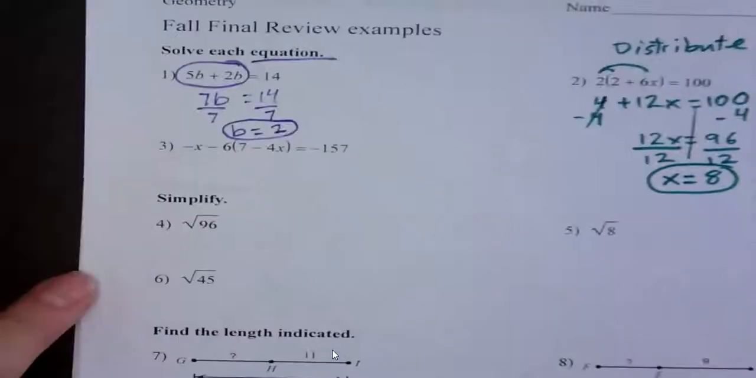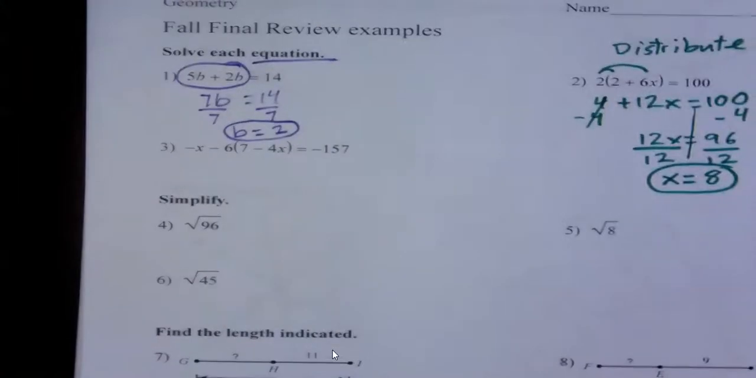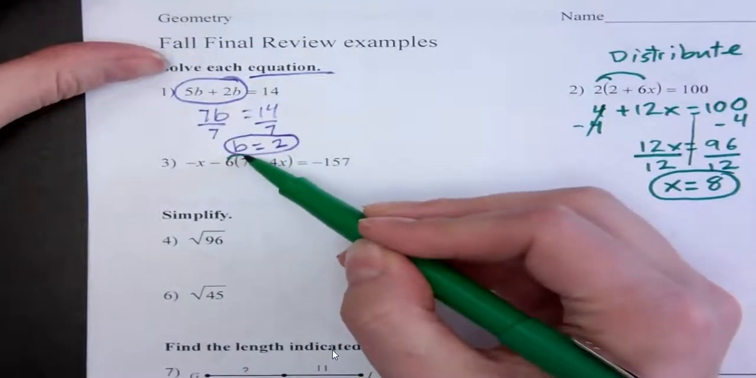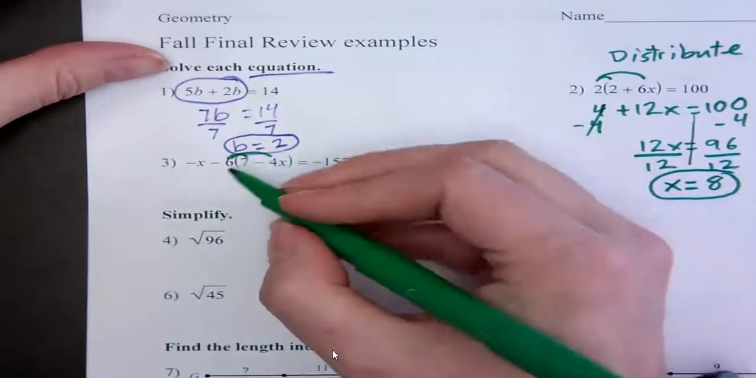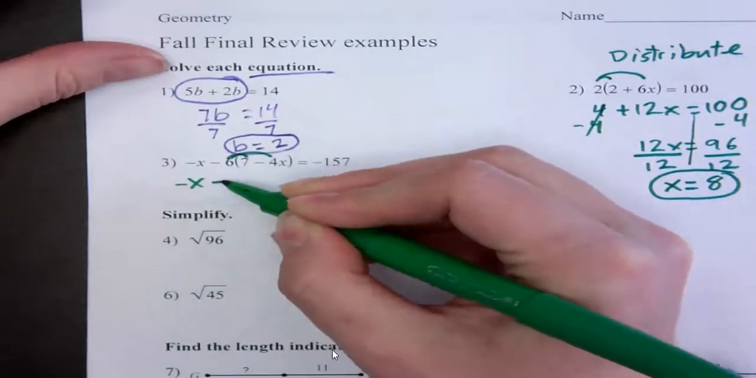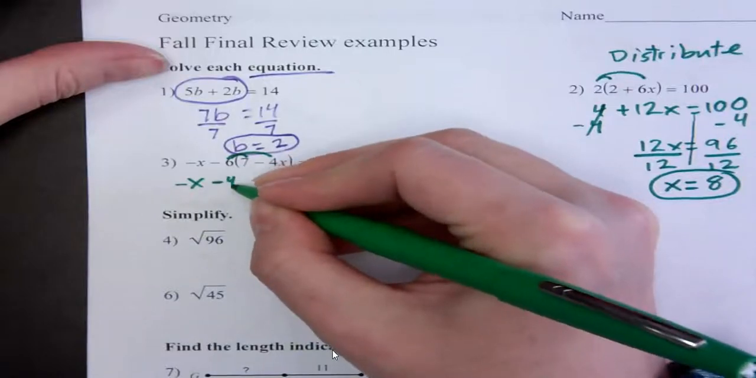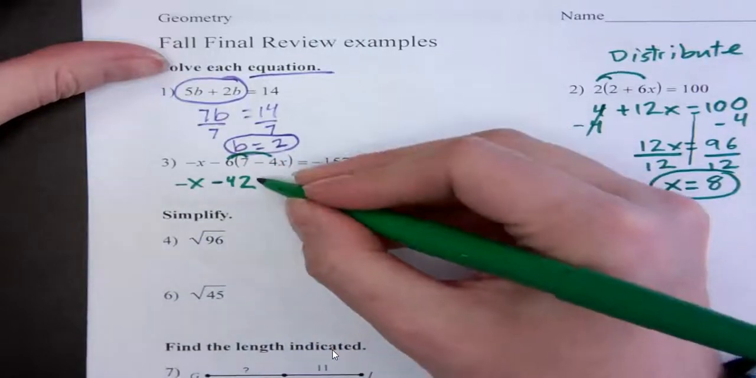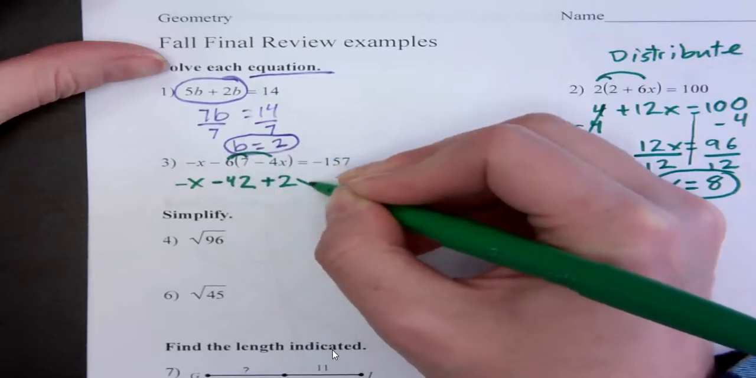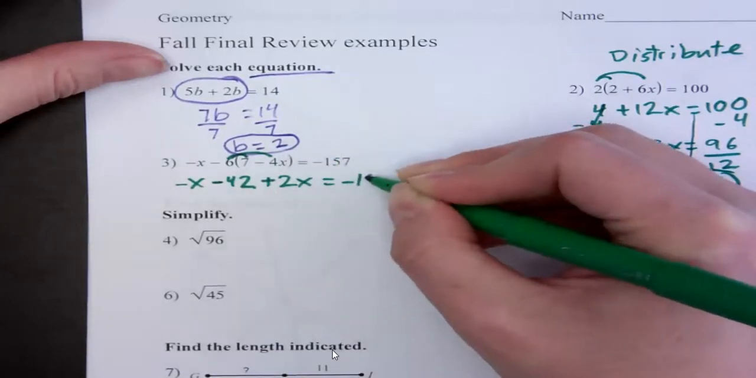Alright, so then our problem 3, we have a lot going on here. And so first I want to get rid of the parentheses. So my first step is that distribute. And so I carry down the negative x. This multiplies to be negative 42. And then negative 6 times 4 becomes positive 24x equals negative 157.